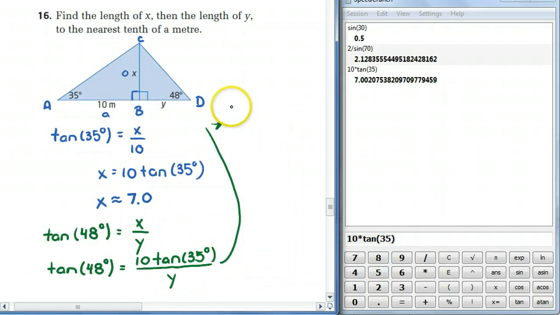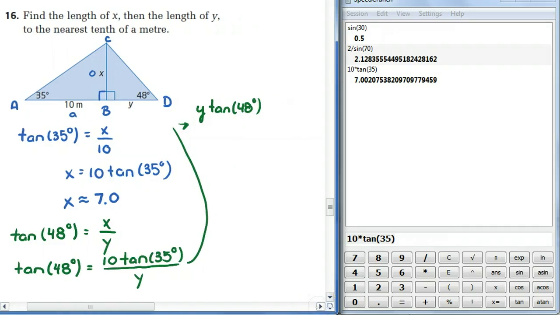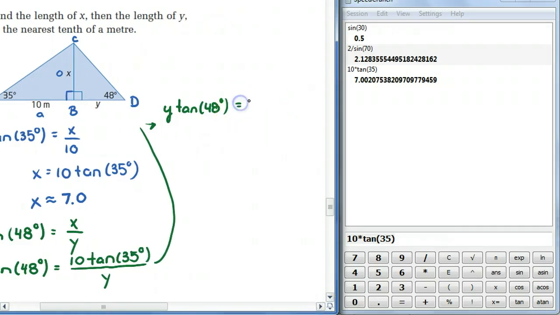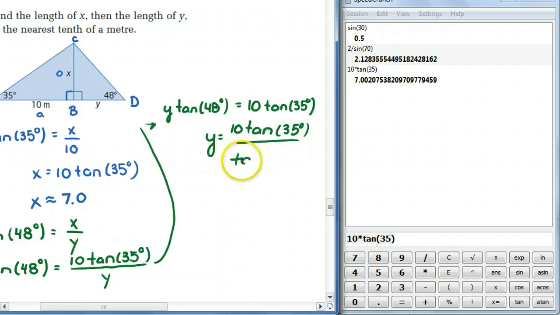So we'll do some rearrangement, and we get y tan 48 degrees is equal to 10 tan 35 degrees. We'll divide both sides by tan 48. So y is equal to 10 tan of 35 degrees divided by tan of 48 degrees. It's a good moment to check to make sure you're putting the degrees symbol on.